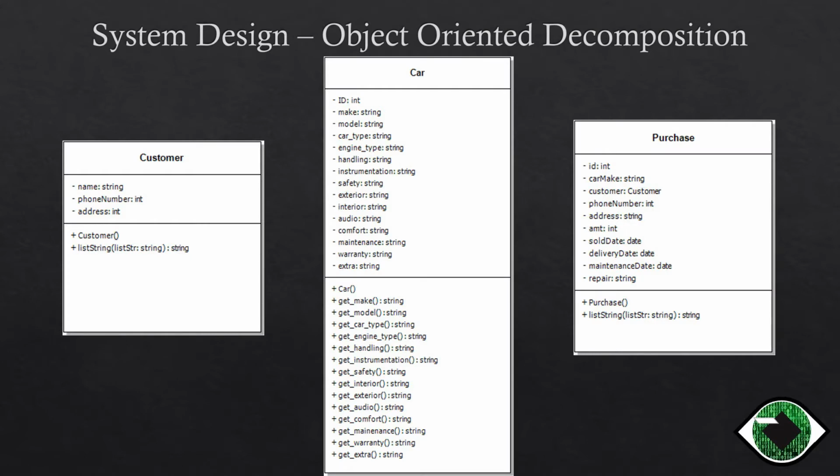We used object-oriented decomposition. We created 3 classes for implementing the software. They were car, customer, and purchase. Each have a series of attributes and functions, and each was equipped with a constructor.